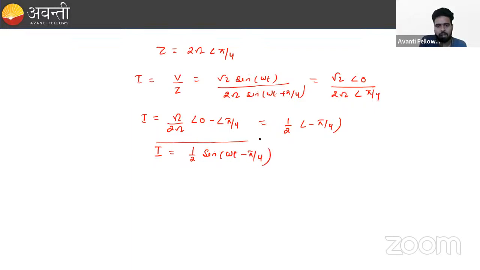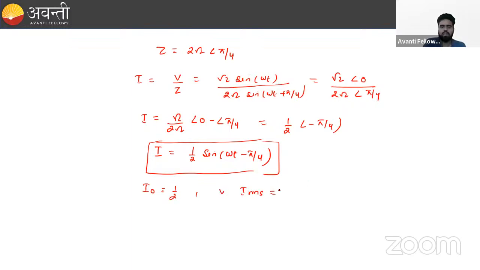That is minus pi by 4. I hope this is clear for everyone. Here, if somebody finds the value of the peak current, this is 1 by 2. And if we have to calculate I_RMS, we know that it is I naught upon root 2, so this will become 1 upon 2 root 2. Correct. And then we have to put the unit, that is the ampere.